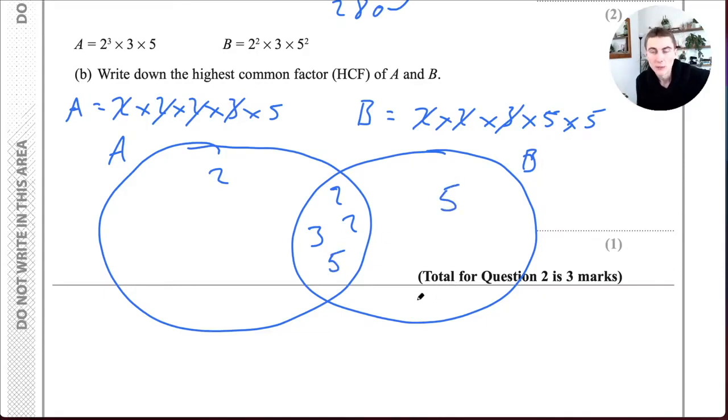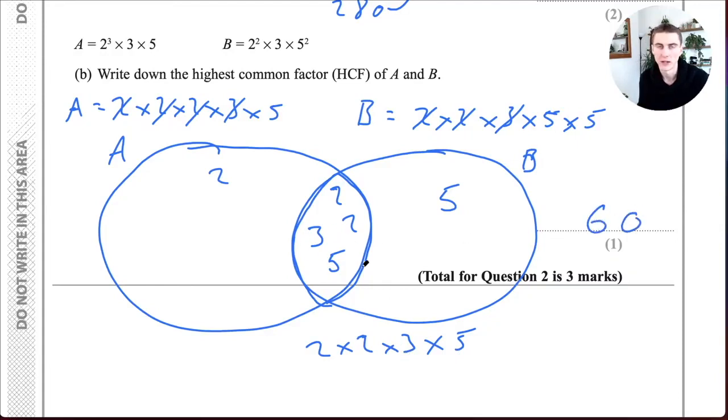And then the final step, to find the highest common factor, all we do is multiply these numbers in the middle region. So 2 times 2 times 3 times 5. If you multiply those, that will give you the highest common factor. And if we do that, 2 times 2 is 4, 4 times 3 is 12, 12 times 5 is 60. So our answer here is 60. That's the highest common factor.